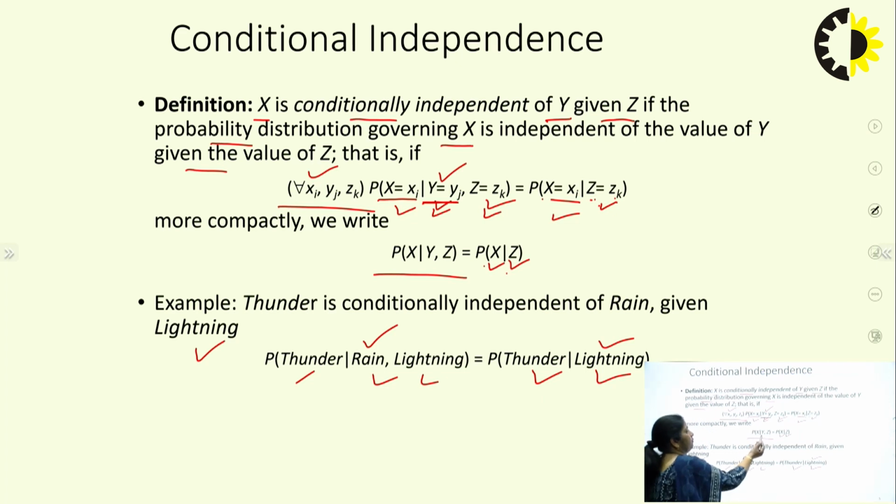The Y occurrence doesn't influence X when Z is given. When Z is given, this is the condition given. Z is already given. So what is the probability of X? That can be calculated independently of Y. That is conditional independence.